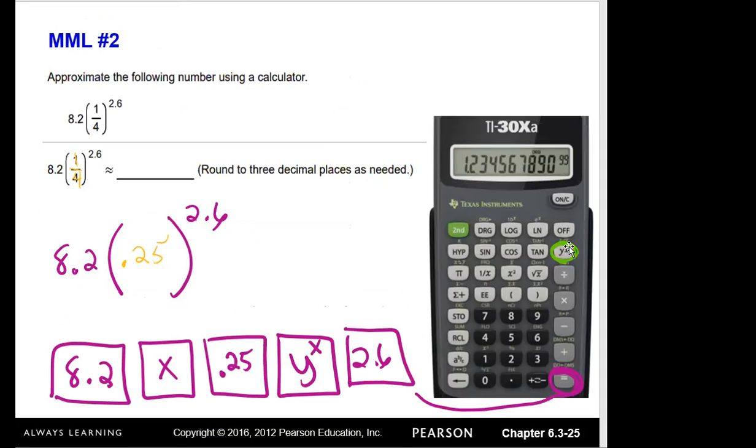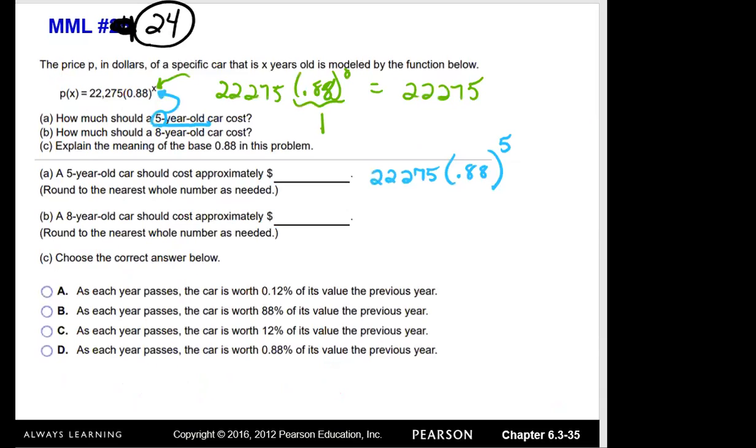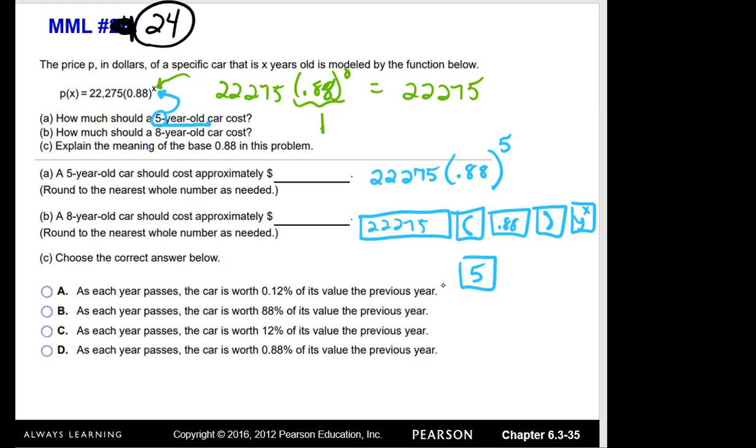Remember, this is your y to the x button right here. This is how you'll do your exponent on this. And you can literally type it in as you see it. I would type in the 22,275 into your screen, and then I would hit a parenthesis, then the 0.88, then close the parenthesis. Then I would hit that y to the x button, then a 5, and then hit enter.